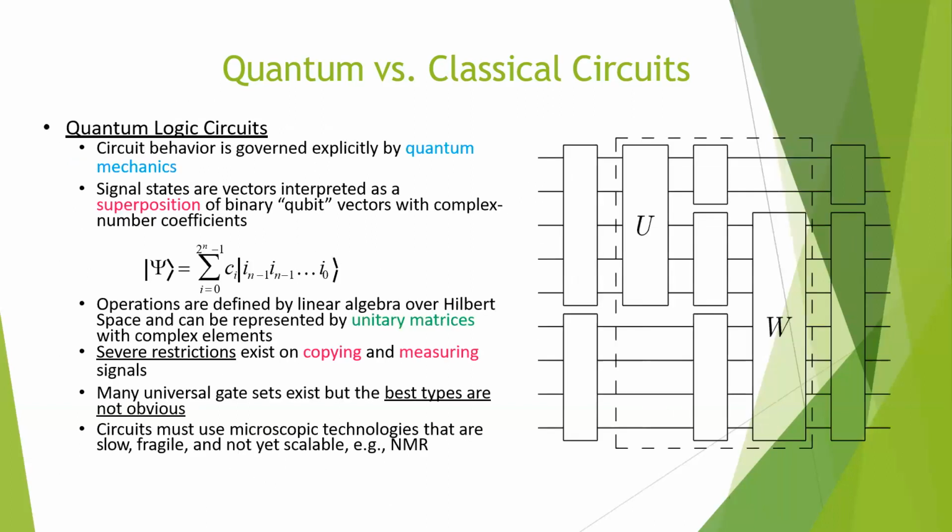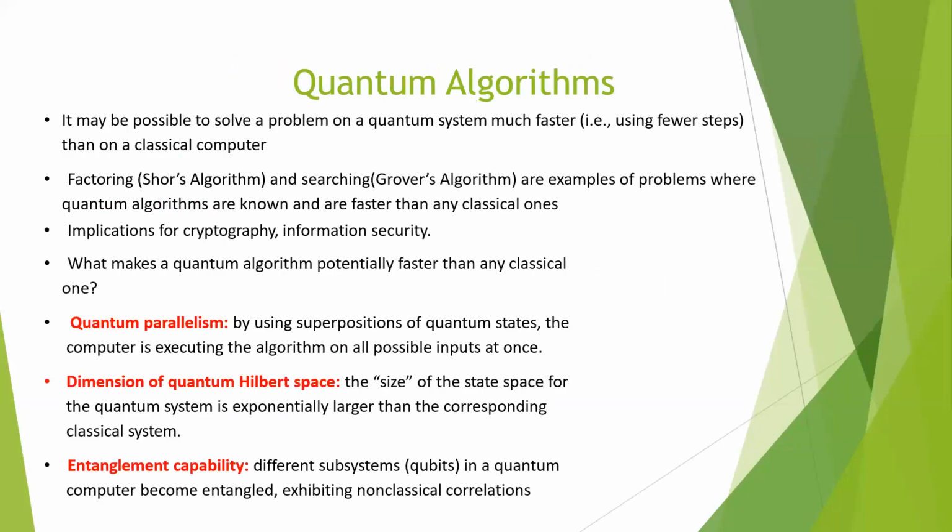Now, in quantum gates, circuit behavior is governed explicitly by quantum mechanics. Signal states are vectors interpreted as superpositions of binary qubits, vectors with complex number coefficients. Operations are defined by linear algebra over Hilbert space and can be represented by unitary matrices with complex elements. Severe restrictions exist on copying and measuring signals. Many universal gate sets exist, but the best type is not obvious. Circuits must use microscopic technologies that are slow, fragile, and not yet scalable, for example, NMR.